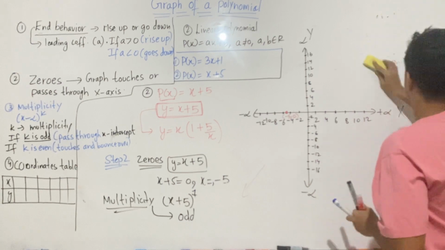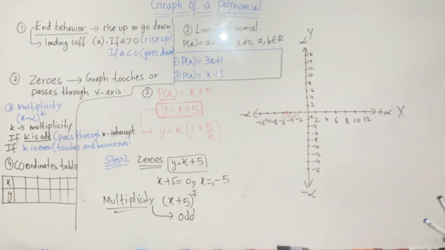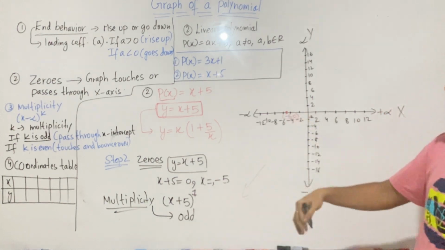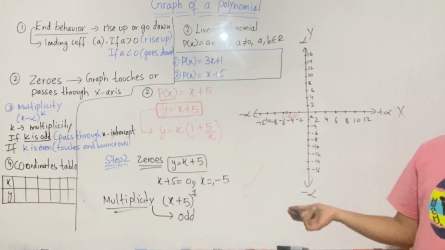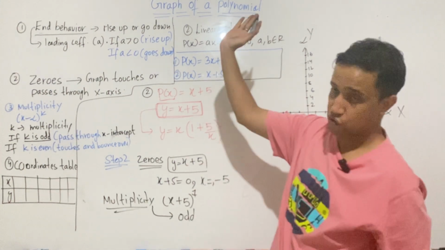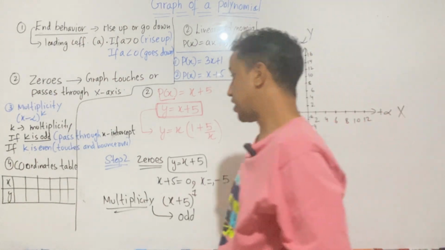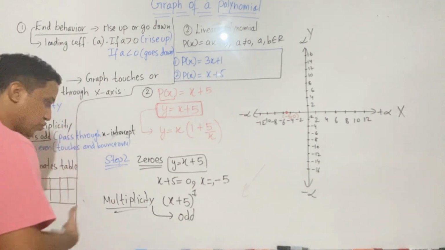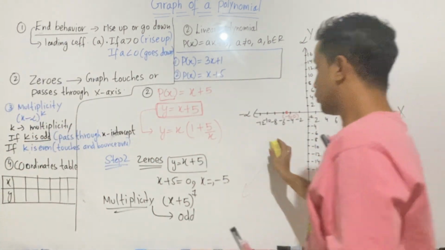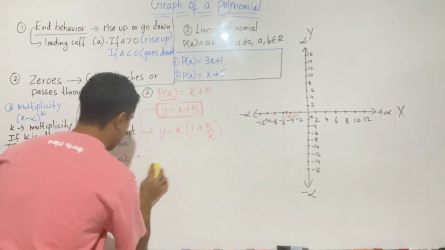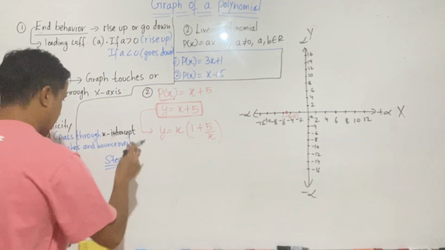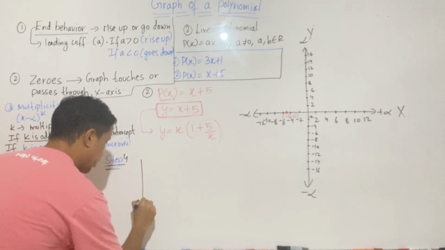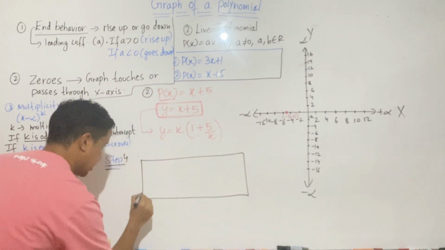Okay, now let's come to the point. So this is the zero, and the zero has what multiplicity? Odd. Odd means it will pass through the x-intercept, it will pass through the x-axis. Now step number 4. We have to do 4 steps. Step number 3 was we checked multiplicity. Now step number 4, we have to maintain the coordinate table.